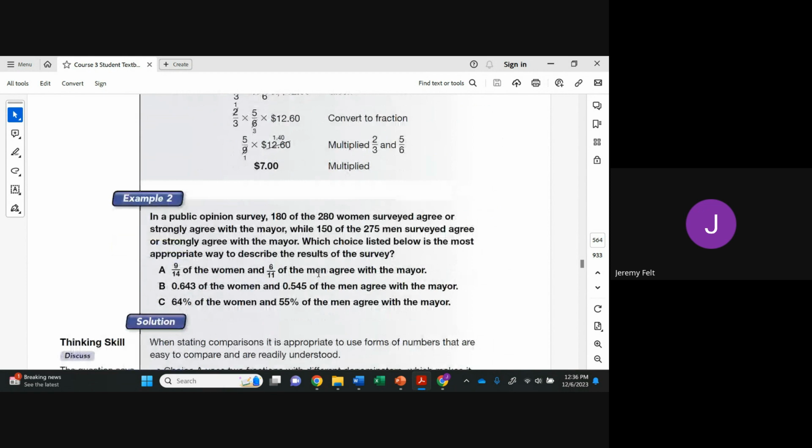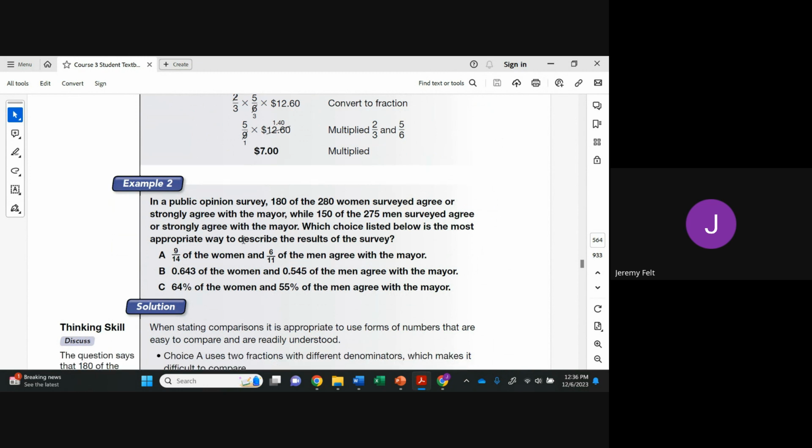In a public opinion survey, 180 of 280 women surveyed agree or strongly agree with the mayor, while 150 of the 275 men surveyed agree or strongly agree with the mayor. Which choice listed below is the most appropriate way to describe the results of the survey? A: 9/14 of the women and 6/11 of the men agree with the mayor.